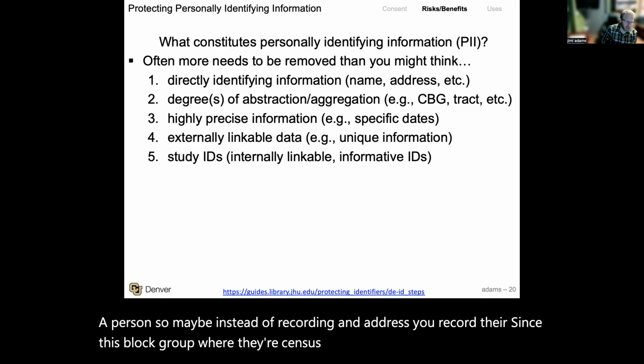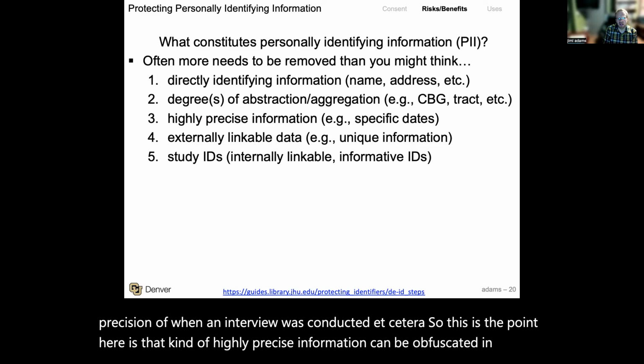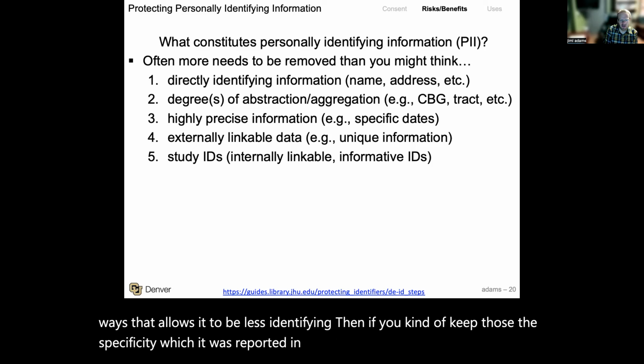So one way you can do this is, instead of the specific date someone was born, you might record their age. And if you record their age, then you can't even infer when they were born, if you don't also have the precision of when an interview was conducted, et cetera. So the point here is that highly precise information can be obfuscated in certain ways that allows it to be less identifying than if you keep the specificity with which it was reported in the recorded version of the data.